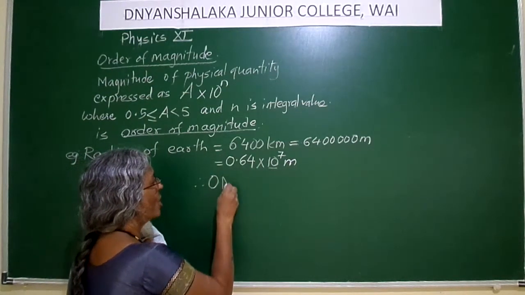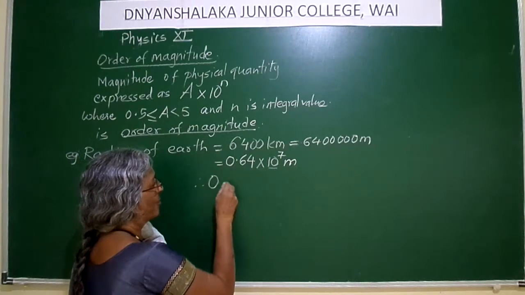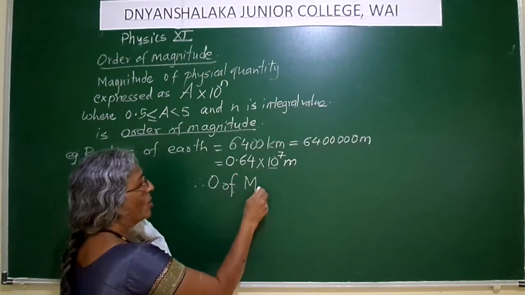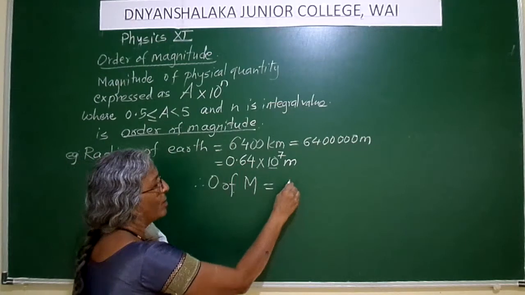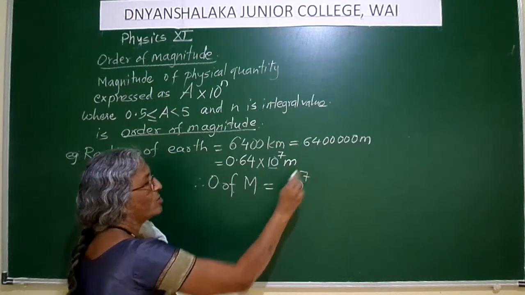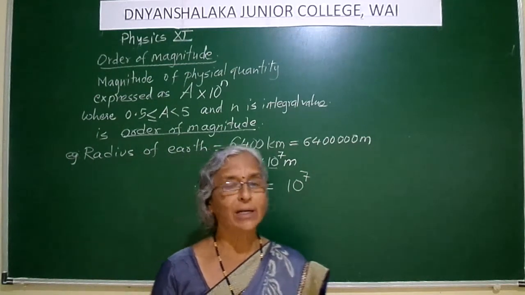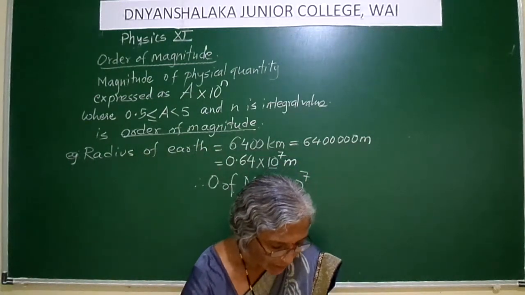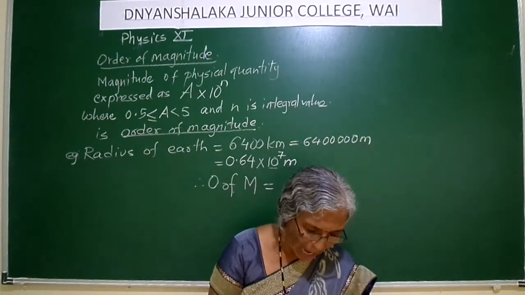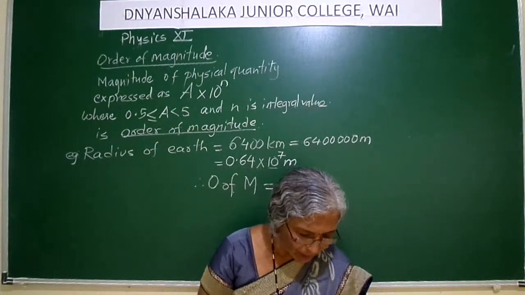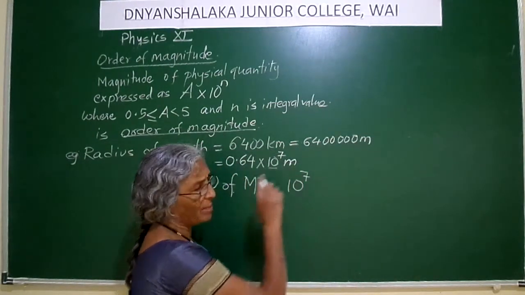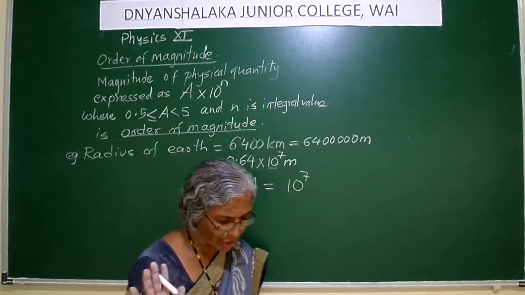So, this 10 raised to 7 now becomes the order of magnitude. Therefore, the order of magnitude for this figure will be 10 raised to 7. Getting it? What is the order of magnitude? 10 raised to 7. So 7 will be the order of magnitude in this.